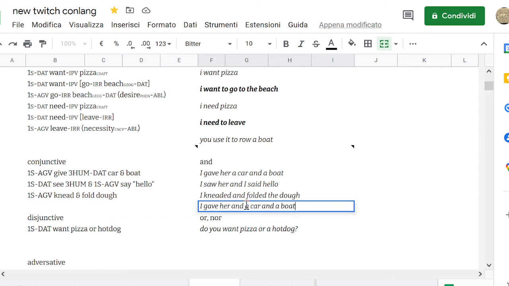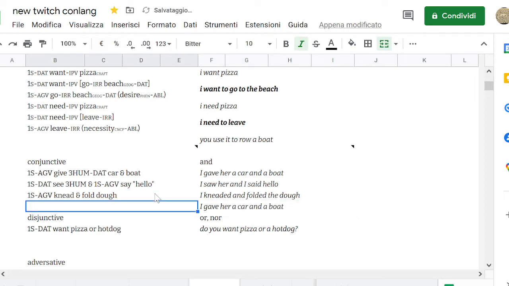In Old English, you wouldn't really do it as much with and. You would usually use ye. I could say, like, ye, a car, and, or I could say ye, ye. But sometimes ye, ye would also mean or, so it could get a little bit ambiguous there. But that's something I could do.